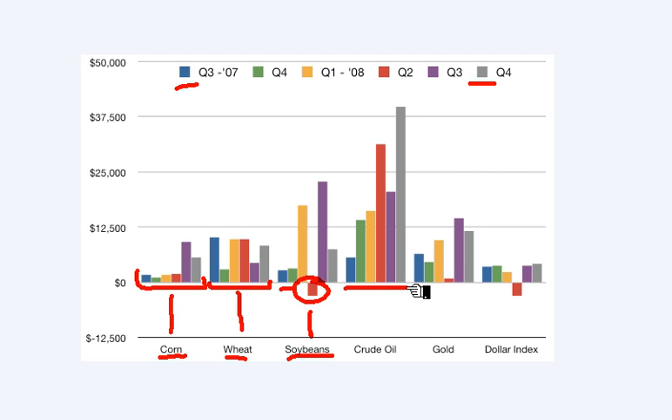And this is crude oil. And finally, we've got two more markets: gold, and then finally the dollar index, which is right here. We had one loss there also. So the months or the quarters are here in color. The results are here, and you can see how we did in the various markets. And we had losses in just 2 quarters in various markets.